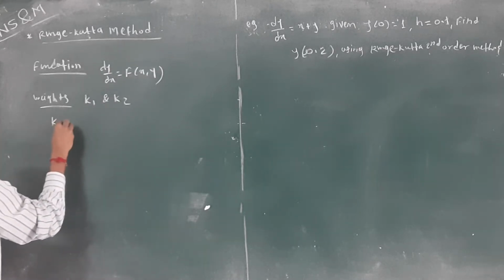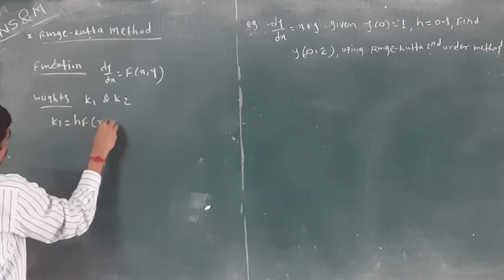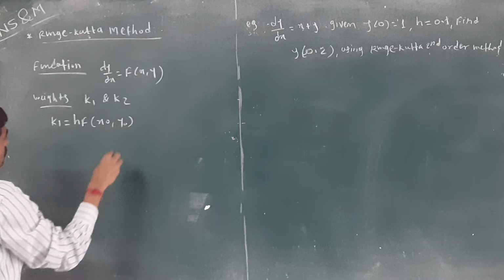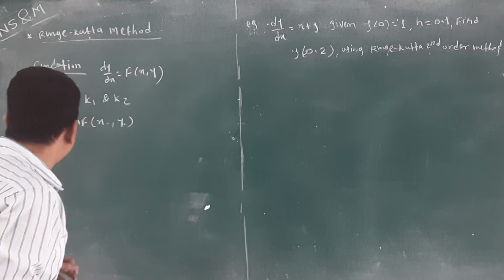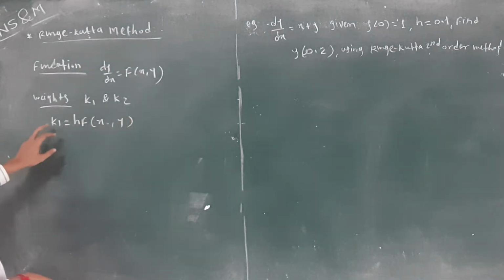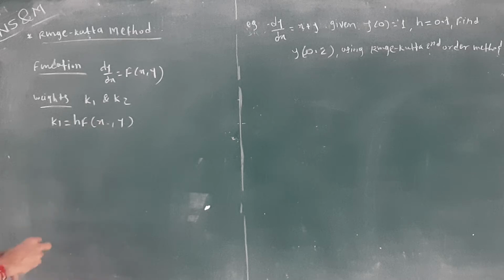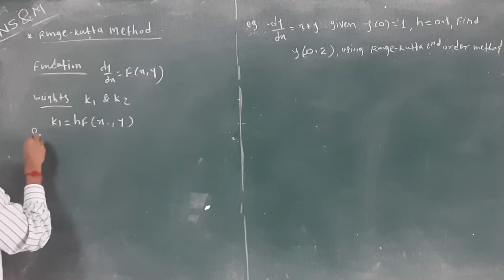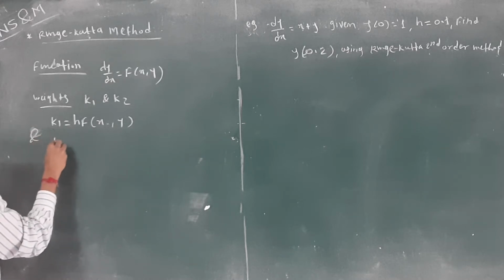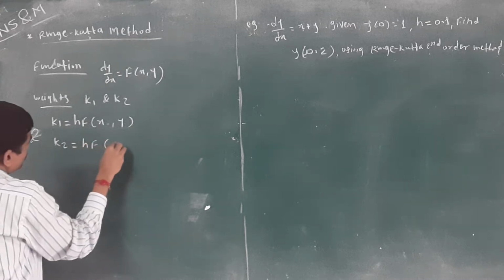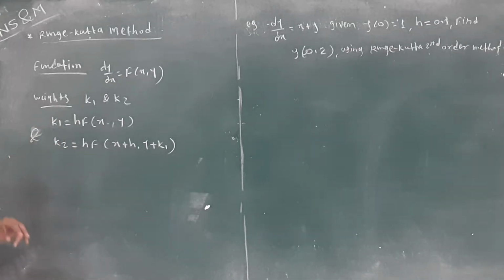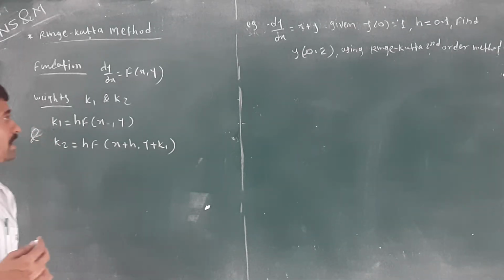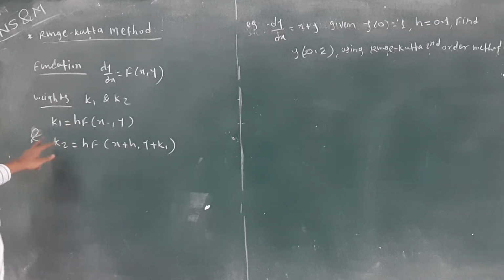You know the formula: k1 is equal to h f of x, y. You should remember that formula. How to calculate k1? The first weight k1 is equal to h f(x, y), for the given function. And k2 is equal to h f(x plus h, y plus k1). With the help of this you can calculate the values of the weights k1 and k2.